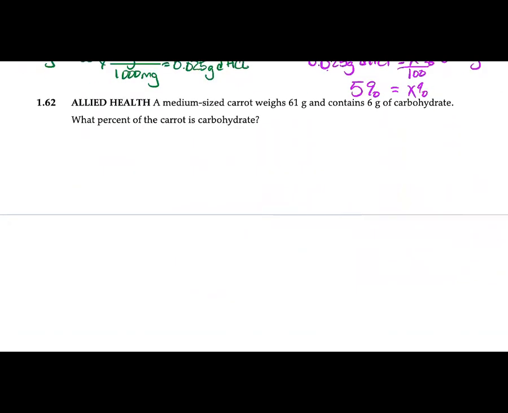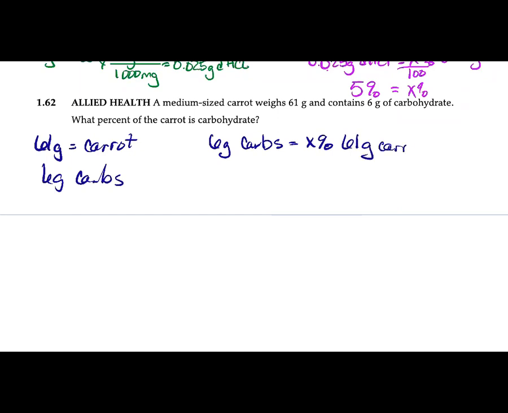All right, last one. I do believe last one. Yay. A medium-sized carrot weighs 61 grams and contains 6 grams of carbohydrate. What % of the carrot is carbohydrate? So that's 61 grams. That's our carrot, right? And we know we have 6 grams of just carbs. So what you do is you say, you want to know what % of the whole, right? So if we have 6 grams of carbs, that's our part is equal to some % of our whole, which is the 61 grams of carrot.